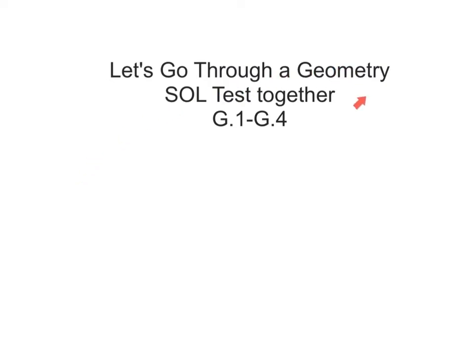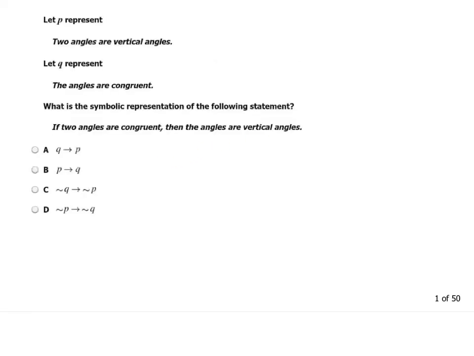Let's go through a geometry SOL test together. Reporting category 1, G1 through G4. We read through the question. They're telling us what P and Q represent, and they want us to translate this statement. So let's begin to mark it up.